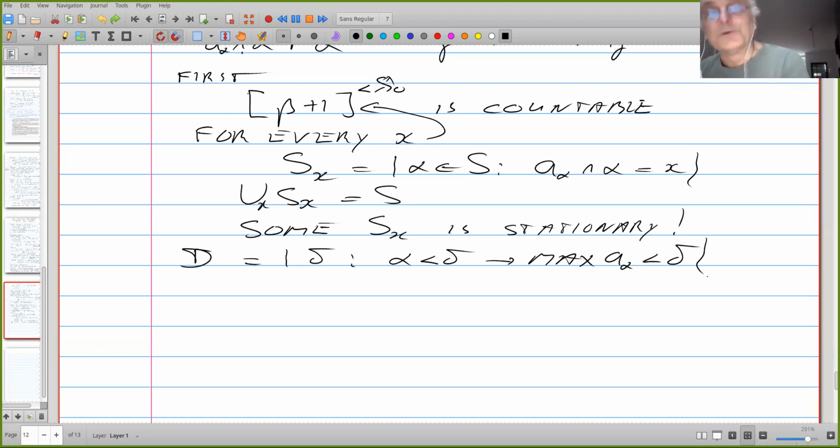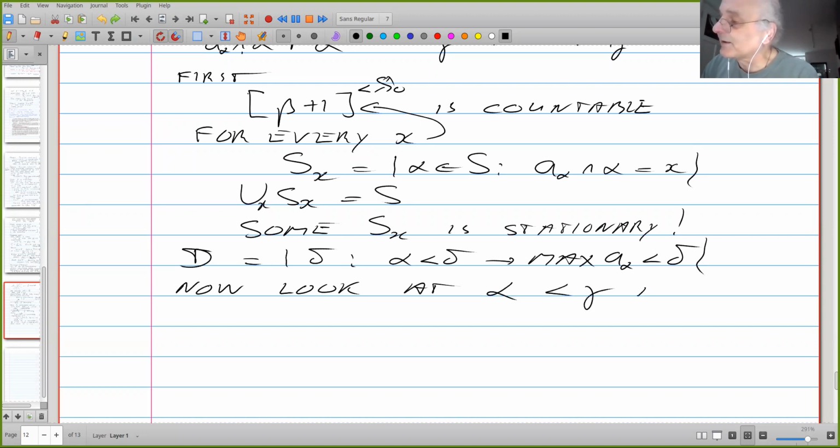Again, I refer to the group interaction where you can ponder this for a moment. And now look at alpha less than delta in S intersect D. S intersect D is stationary, hence uncountable. So we get an uncountable family of sets.